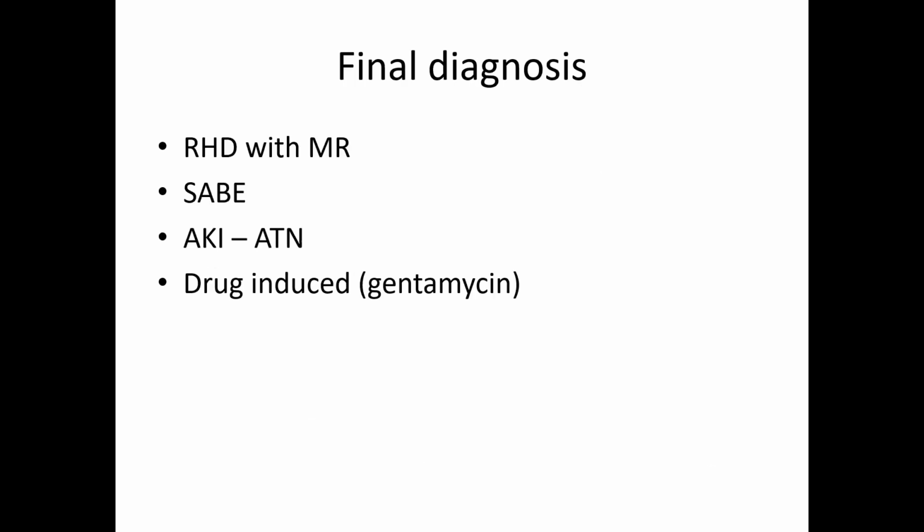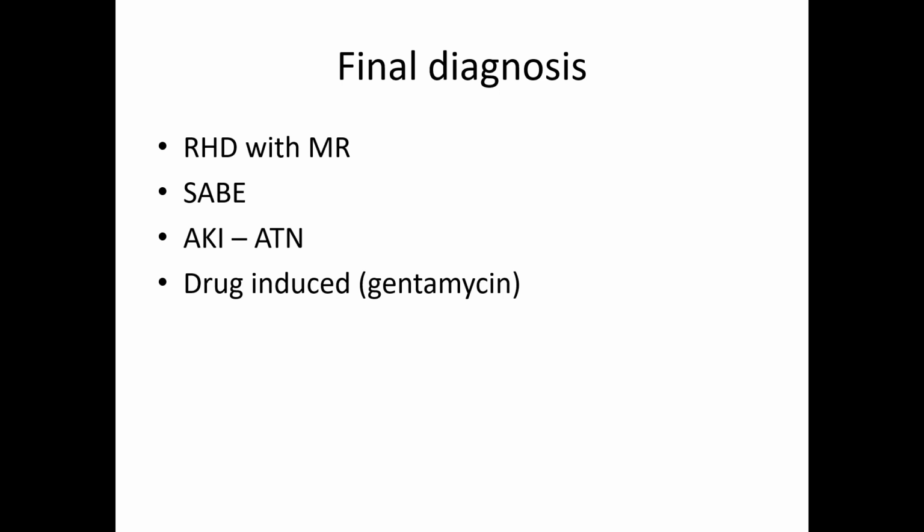So what did this patient have? This patient had underlying rheumatic heart disease, with a vegetation. This patient has evidence of subacute endocarditis, and she has evidence of acute kidney injury in front of you. So what was responsible for the acute kidney injury in this patient? Most likely, it is gentamicin toxicity in this patient.